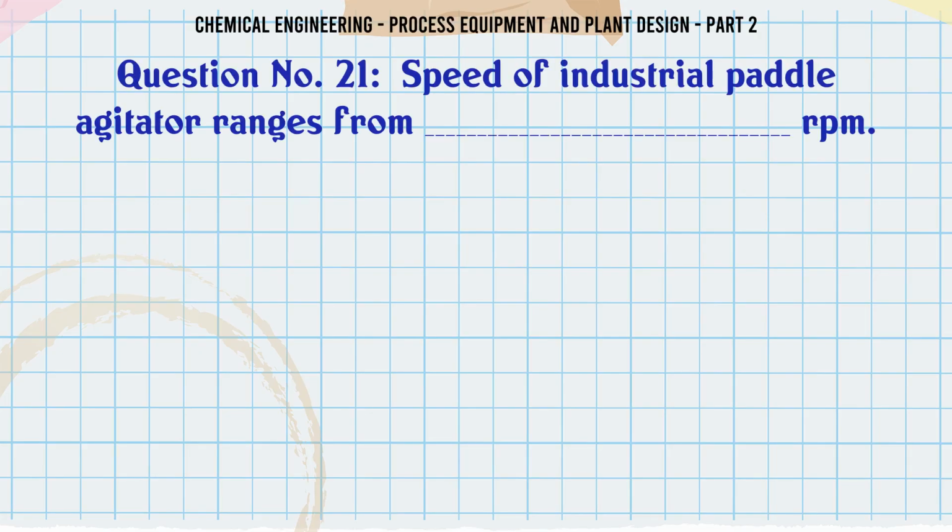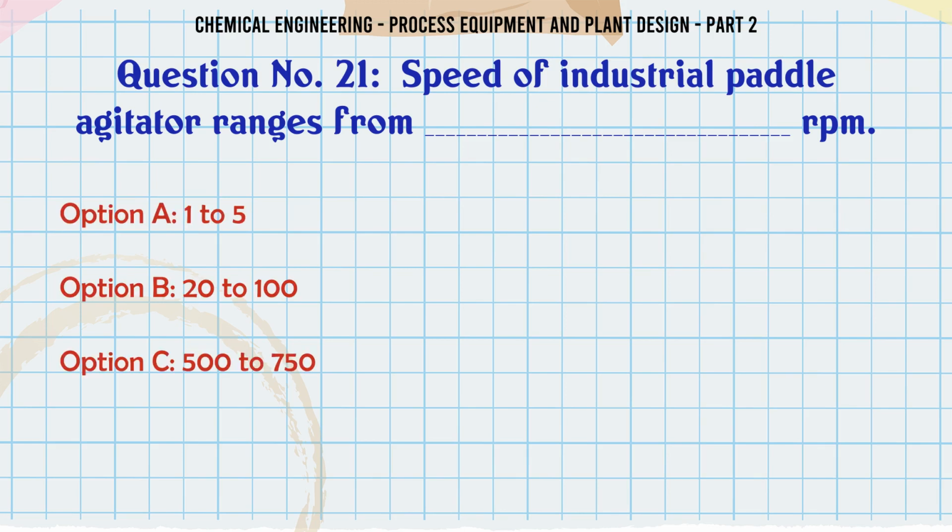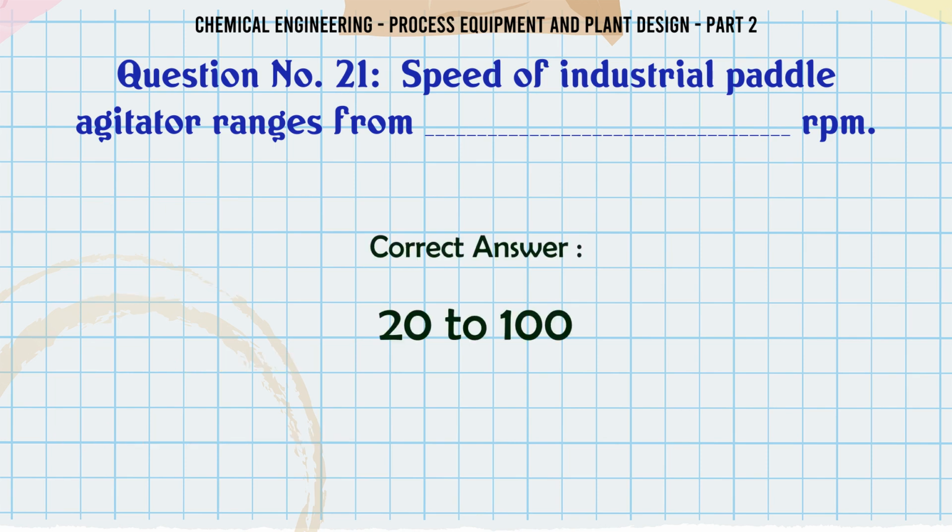Speed of industrial paddle agitator ranges from RPM. A. 1 to 5. B. 20 to 100. C. 500 to 750. D. 1000 to 2000. The correct answer is 20 to 100.